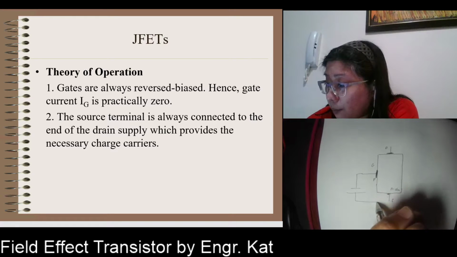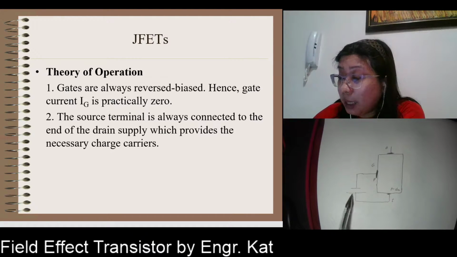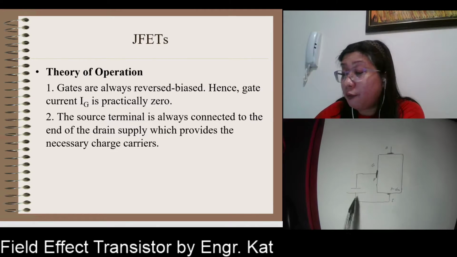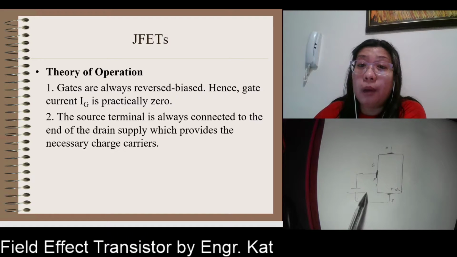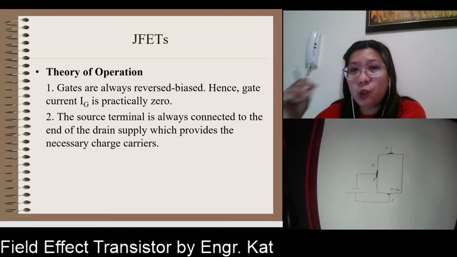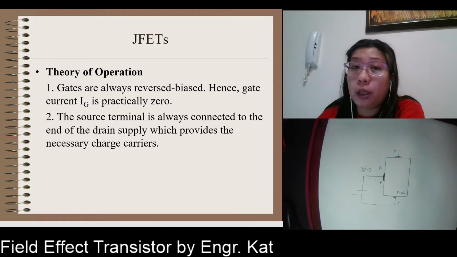And we're going to apply here the positive terminal. Applying the negative terminal to the P-type material and the positive terminal to the N-type material here will cause a very large depletion region between your gate. So what happens when we have a reverse bias and a wide depletion region? That makes your IG practically equal to 0.